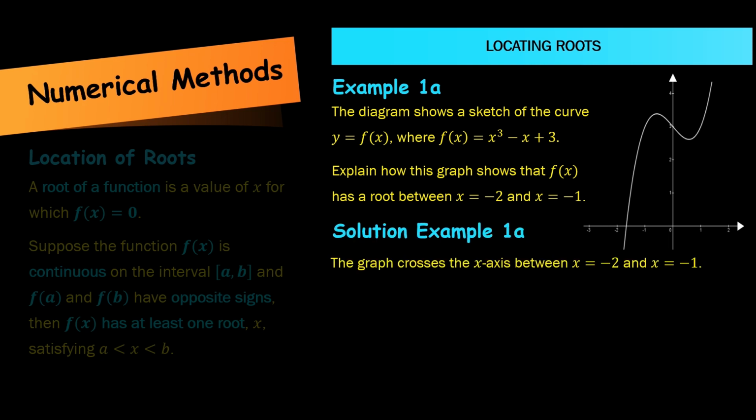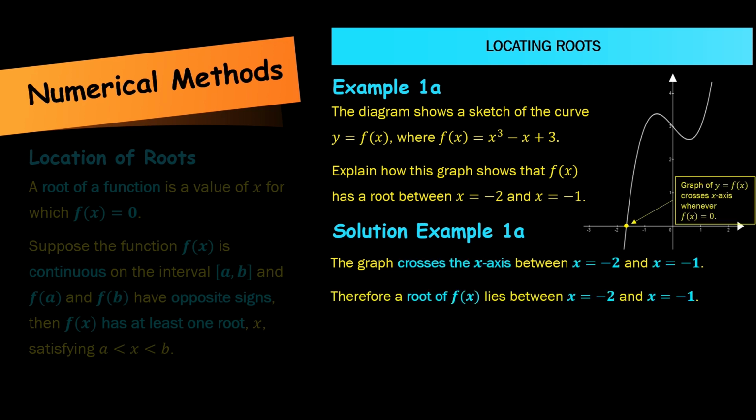So let's solve this. Notice that the graph crosses the x-axis between x = −2 and x = −1, at this point here. Therefore, a root of f(x) lies between x = −2 and x = −1, since the graph of y = f(x) crosses the x-axis whenever f(x) = 0.